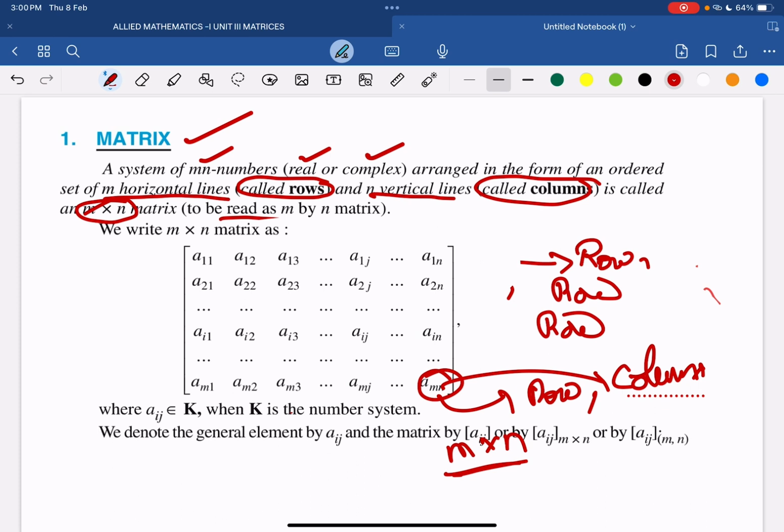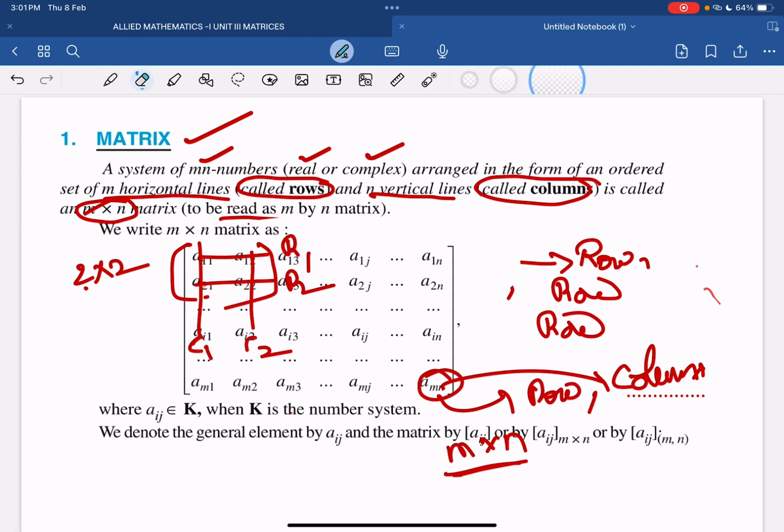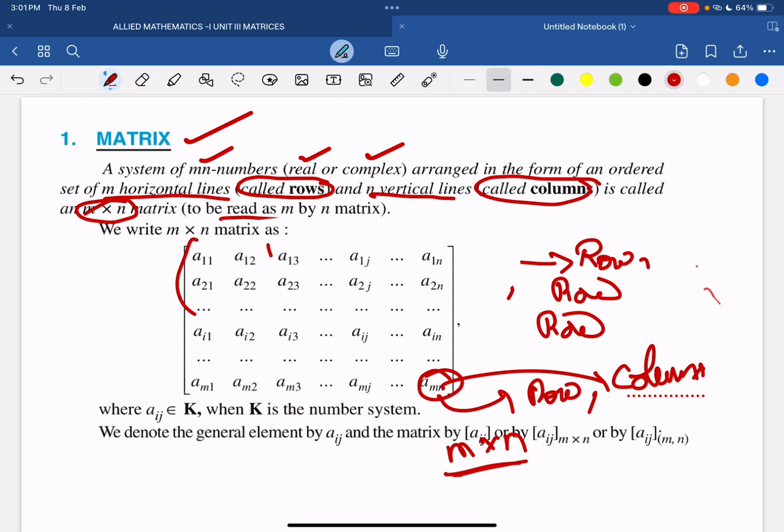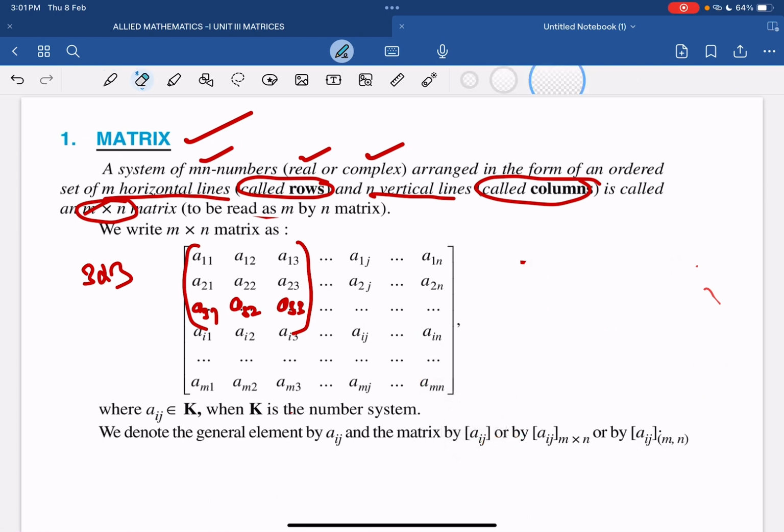So if they ask you to construct a 2 by 2 matrix, this is the form: A11, A12, A21, A22. So 2 rows and 2 columns. This is R1, R2, C1, C2. That is a 2 by 2 matrix. The general form of a 2 by 2 matrix is A11, A12, A21, A22. If you take the general form of a 3 by 3 matrix: A11, A12, A13, A21, A22, A23, A31, A32, A33. So this is the general form of a 3 by 3 matrix.